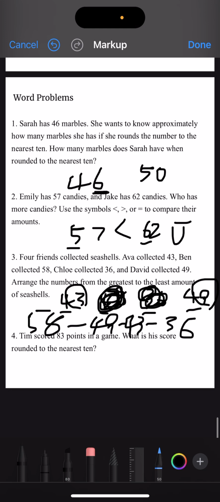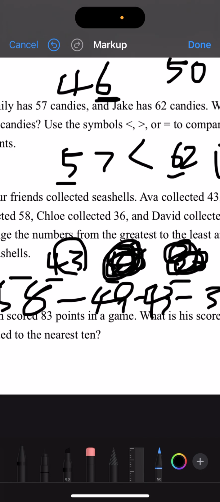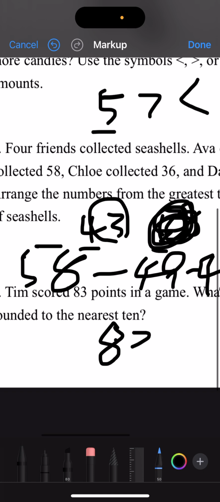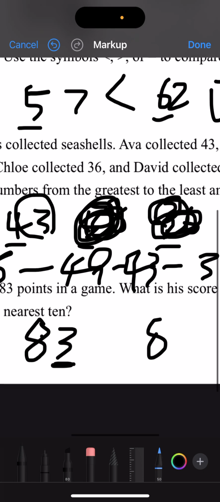Tim scored 83 points in a game. What is his score rounded to the nearest 10? Same thing, rounding. Let's take the 3. Is it greater than 5, equal to 5, or less than 5? It is less than 5, so it is going to stay at 80.